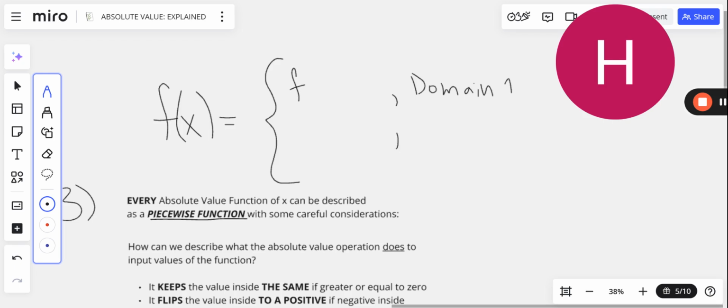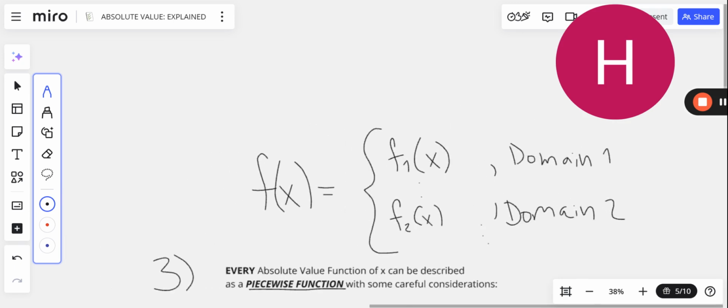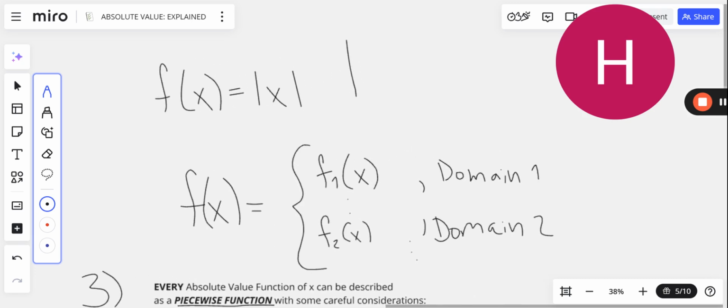I'm going to put f1 of x, f2 of x, and we have domain 2, and you can have as many pieces of this function as you want. It's just potentially not going to be connected. There might be a bunch of fragmented pieces, or if it's designed carefully, they'll be connected pieces. When we talk about an absolute value function, let's review the parent graph. It's kind of a V shape, right? Looks sort of like this.